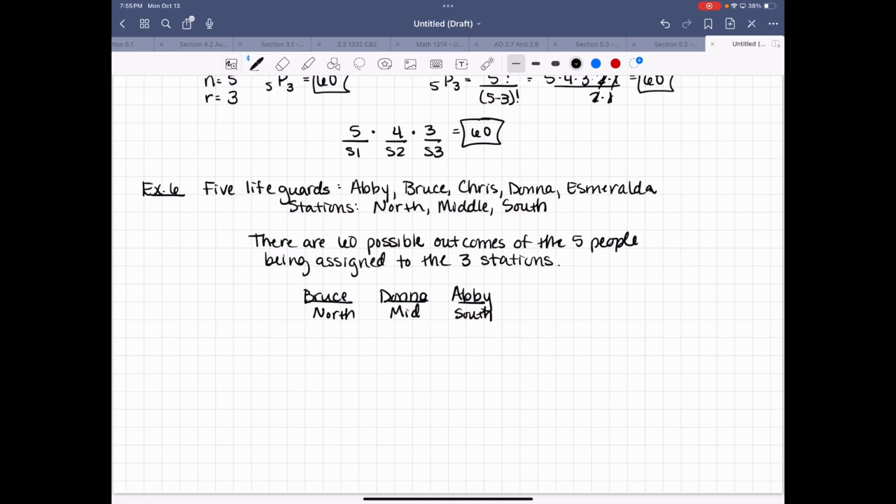Well, can we get Bruce at north, Donna at middle, and Abby at south more than one time? No. That only happens once. If I assign Bruce to north, then Bruce is at north. Right? He can't come back and be at the middle also. And he can't come back and be at the south. The same thing happens if Donna gets assigned to the middle.